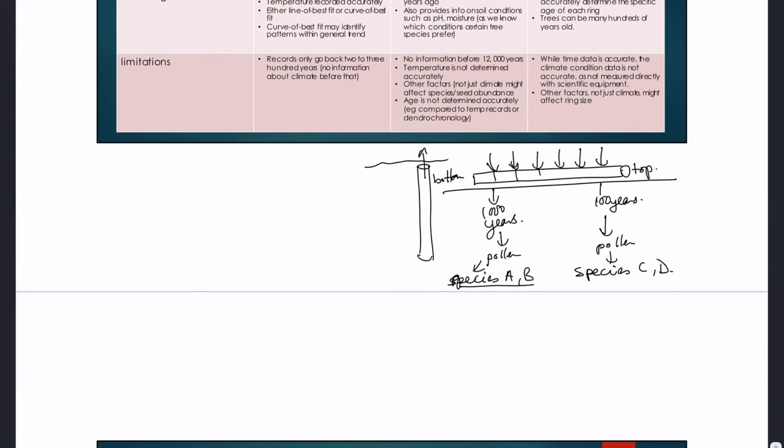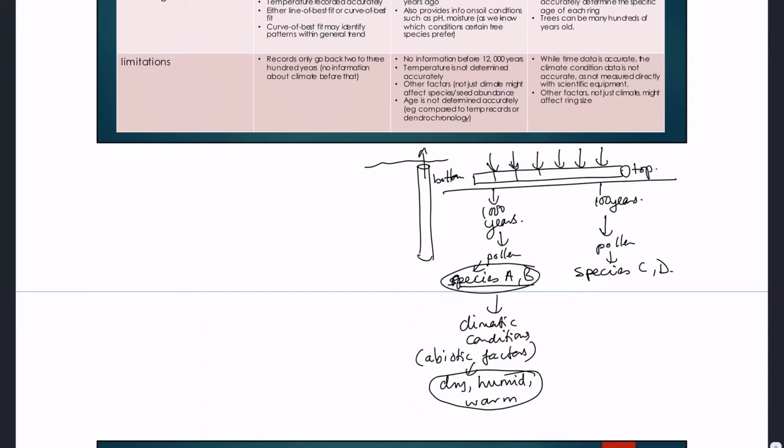Okay, so what we have to do then is to say, right, species A, what are the climatic, and if we're being kind of extra smart, we would say, what are the abiotic factors that species A and B are adapted to? So we would know the growth conditions that species A and B prefer. So we simply infer that if we know that species A and B prefer dry and maybe humid conditions, maybe warm, so we know that if there's more pollen from species A 1,000 years ago, then the conditions were these, or closer to this.